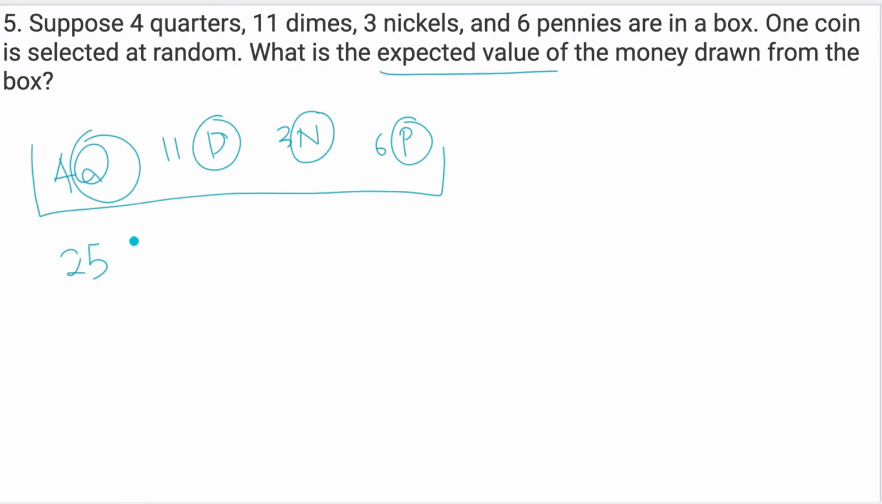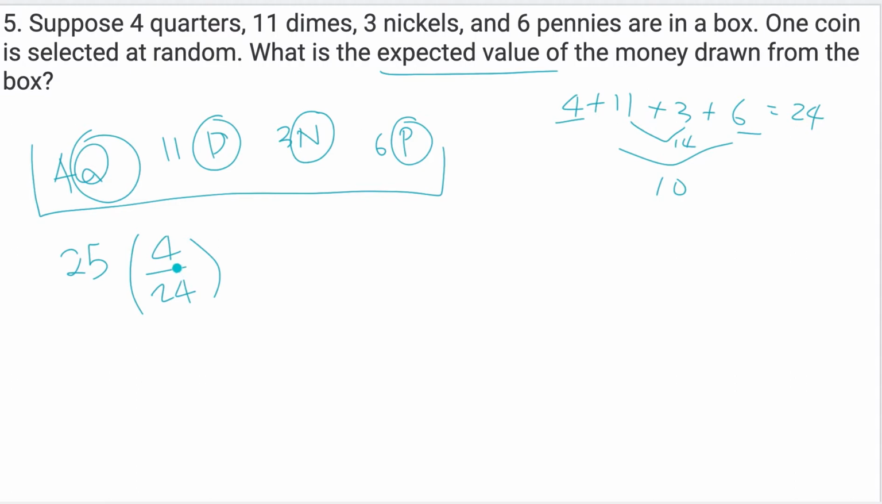So per quarter, you expect 25 cents. But what is the probability for that? Let's think about it. You have only 4 quarters out of how many total coins do you have? 4 plus 11 plus 3 plus 6. So 4, 11, 3, 6 all together. 4 and 6 is 10. And 11 and 3 is 14, so together is 24. That's the total. So 4 out of 24 is the probability, right?